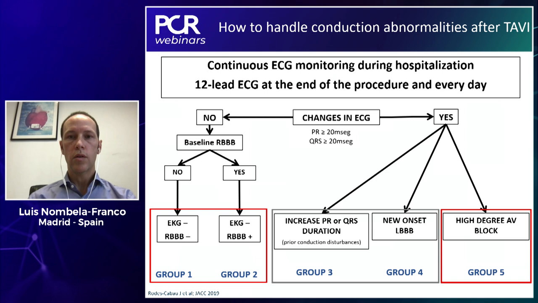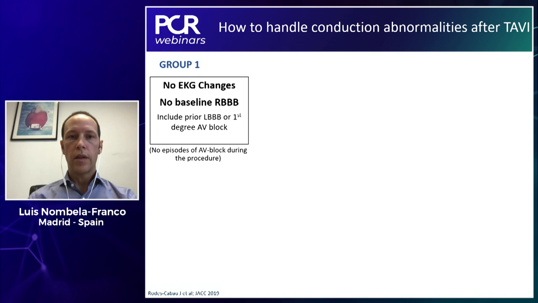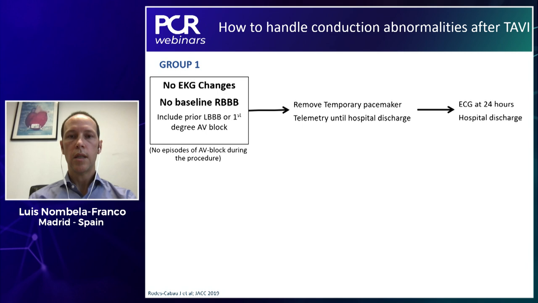Group one is the one that doesn't have any ECG changes, and you can safely remove the temporary pacemaker at the end of the procedure, maintain the telemetry during the hospitalization, and safely discharge this patient 24 hours after the procedure if there is no change in the ECG.